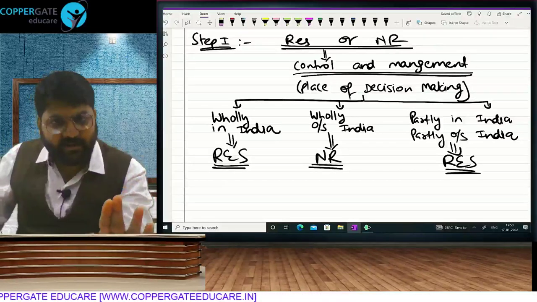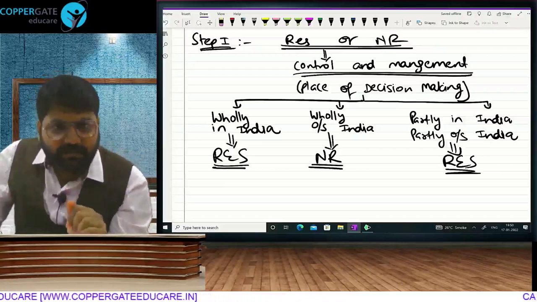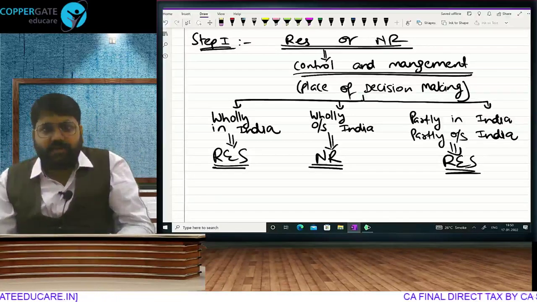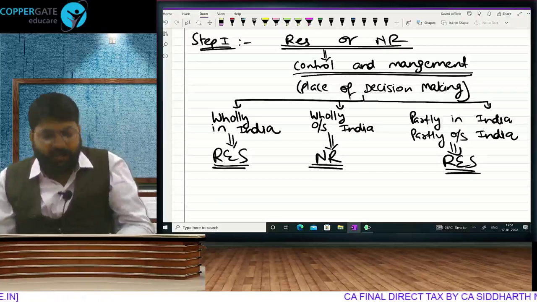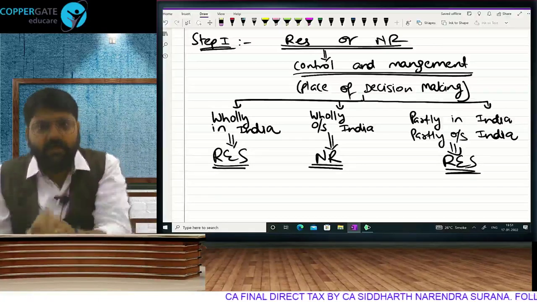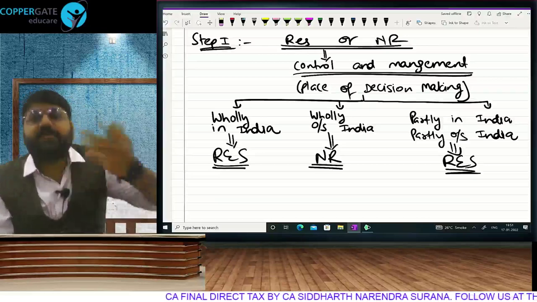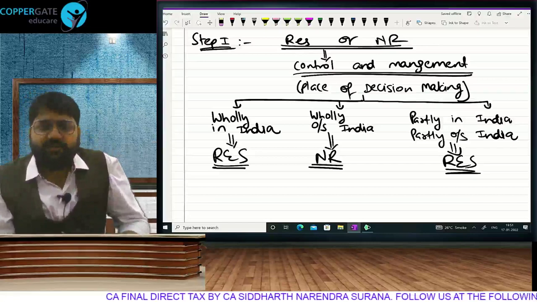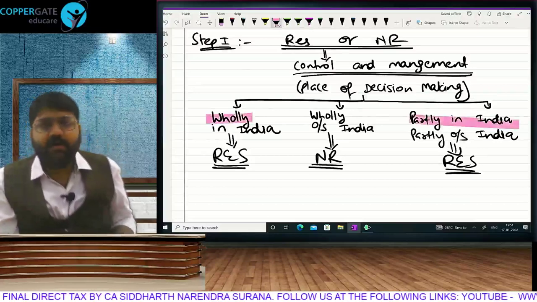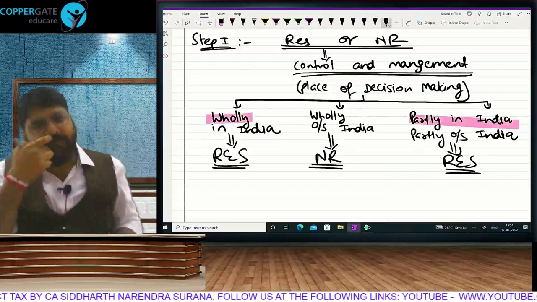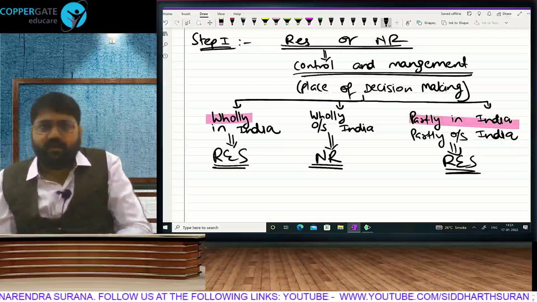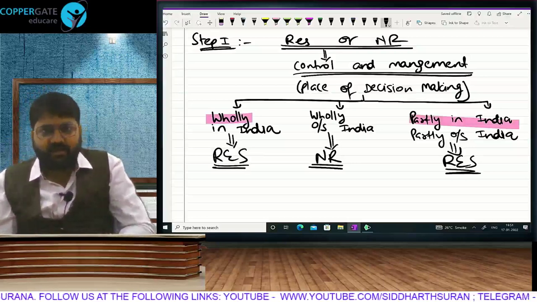let me speak one line that will clarify everything. Even if one decision of HUF is taken outside India, even if one decision is taken, sorry, my bad, I correct my statement. Even if one decision of HUF is taken in India, then irrespective of where everything else is done, the HUF will be treated as resident. That means, wholly in India, resident, partly in India, resident. The only time when HUF will become non-resident is when all the decisions are taken outside India. Understood?